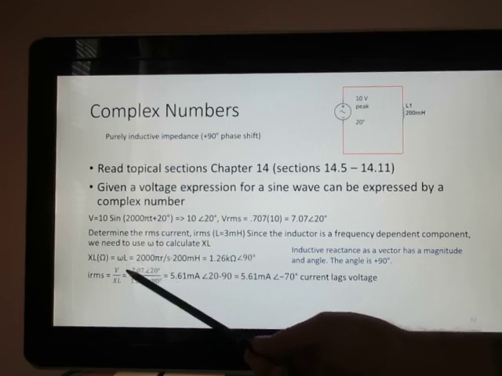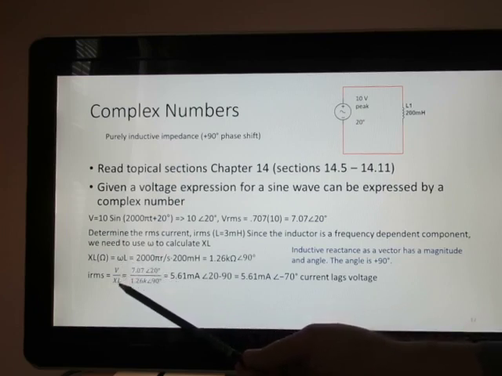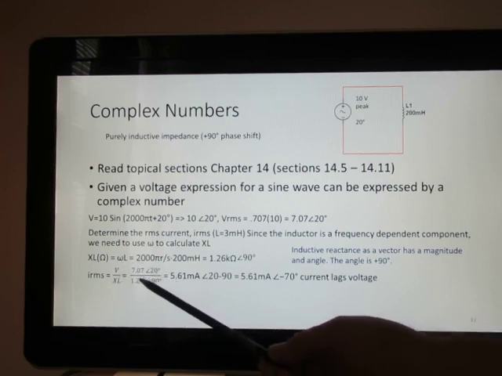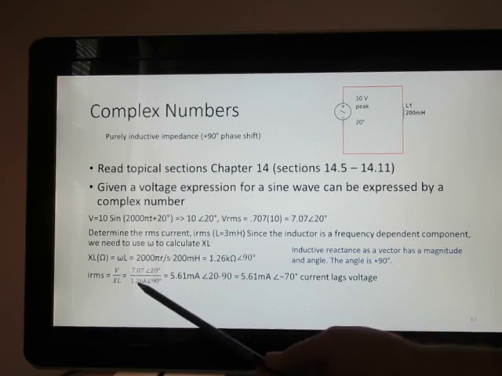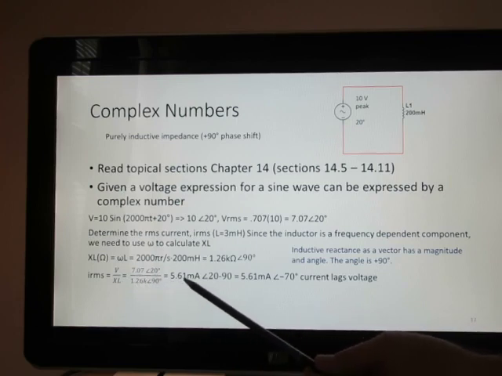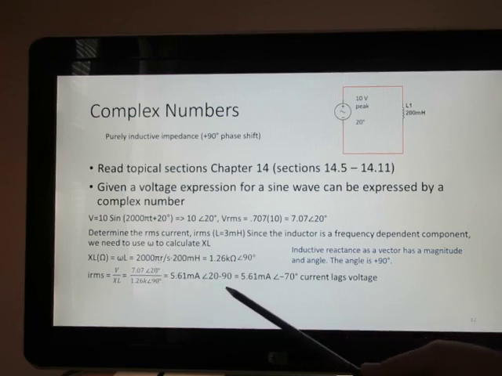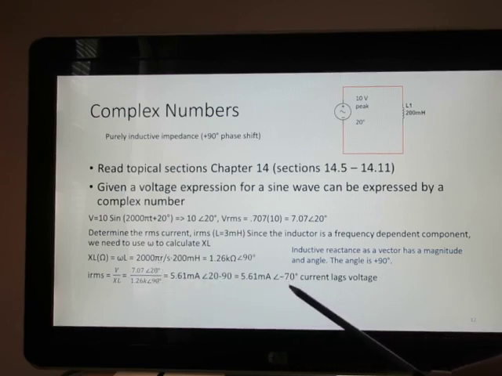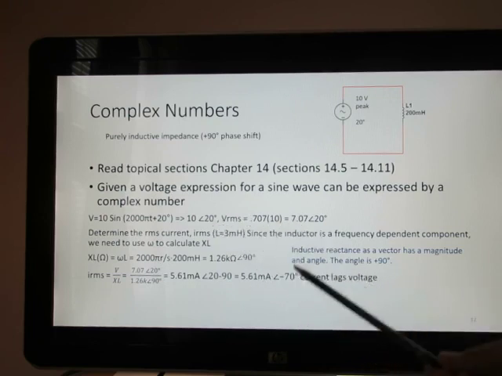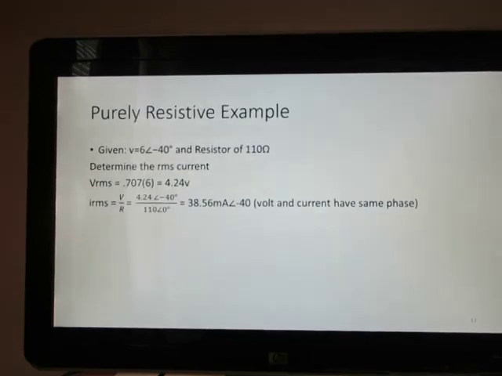So then I'll use Ohm's law, V divided by the resistance, which is X sub L, and I divide the magnitude, 7 divided by 1.26 K gives me 5.61 milliamps. 20 minus 90 degrees gives me minus 70. So there's my current lags my voltage here in this example, an inductive circuit.